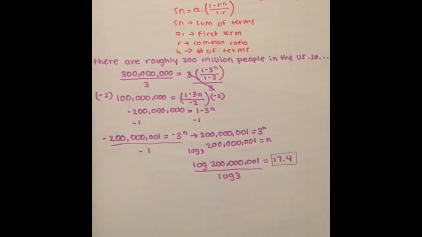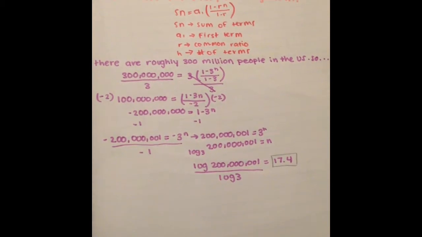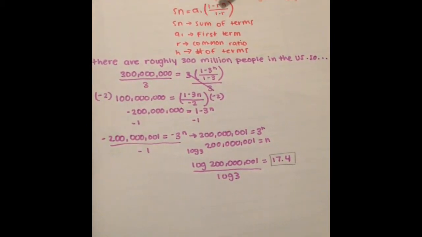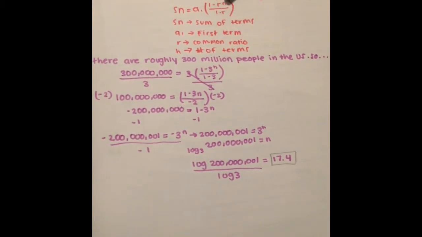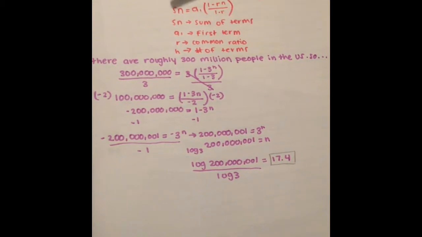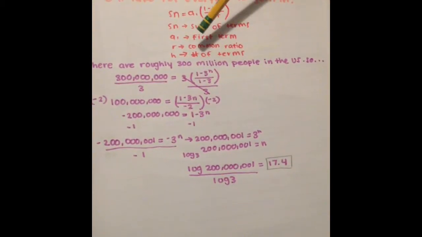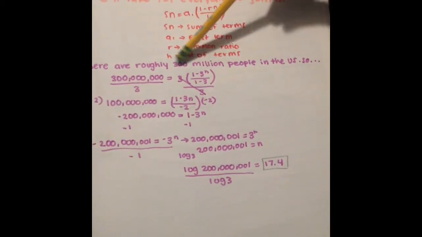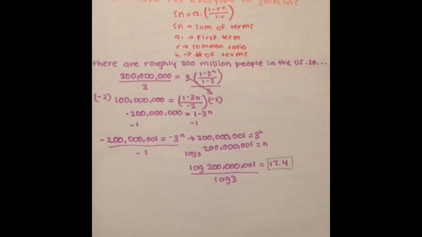We realize that it's the geometric series, so you use the corresponding formula, which is Sn equals a1(1 minus r^n) divided by 1 minus r. Sn is the sum of terms, of course, a1 is the first term, and r is the common ratio, and the number of terms is n.